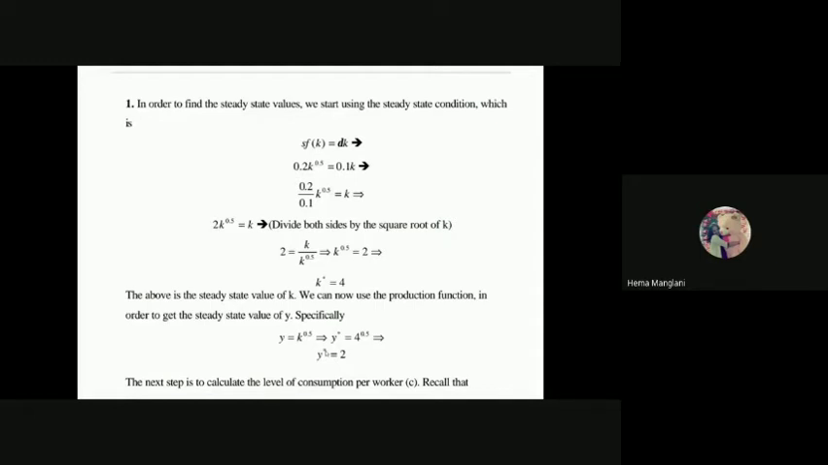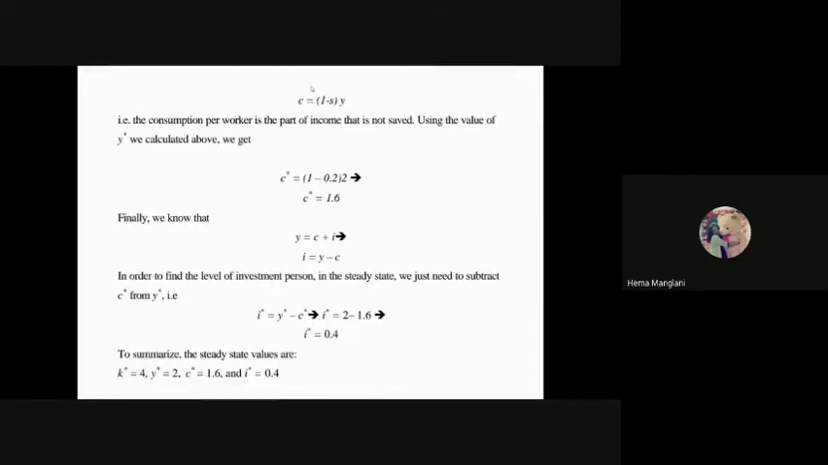Now we need to see the consumption per worker. For consumption per worker, we need to recall our application portion, where c equals 1 minus s, a fraction of your output. It means that it is a fixed proportion of your per capita output. So to get the value of c star, just replace the value of your saving rate, which is given in our problem itself. That is 0.2. But we got the value of y by estimating this steady state level of output.